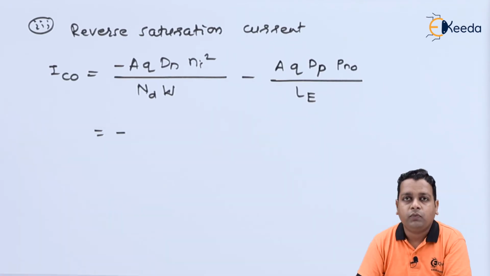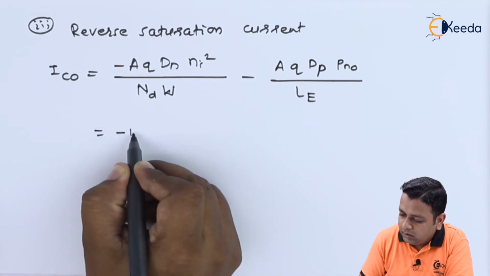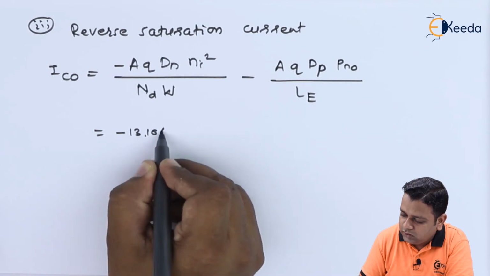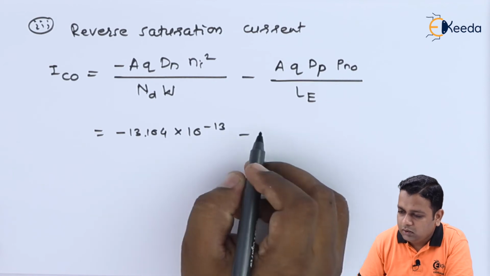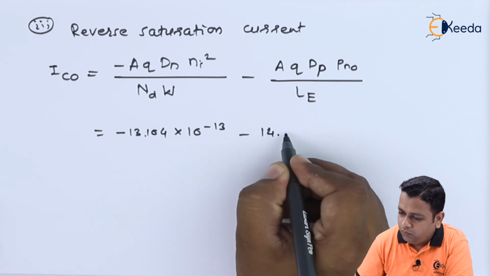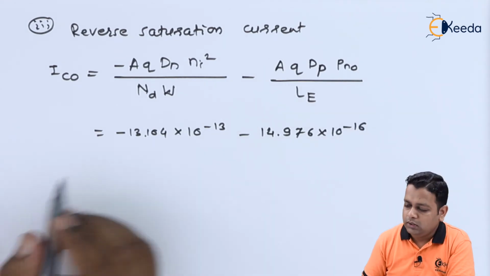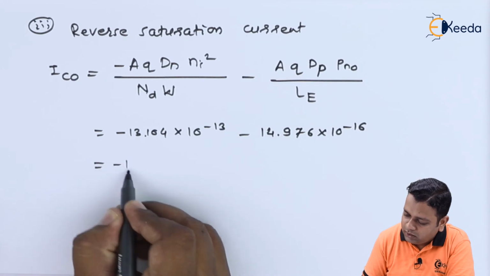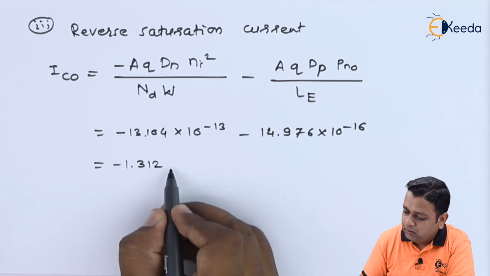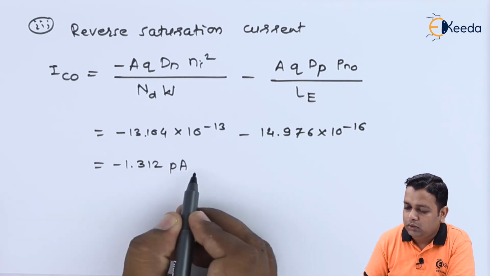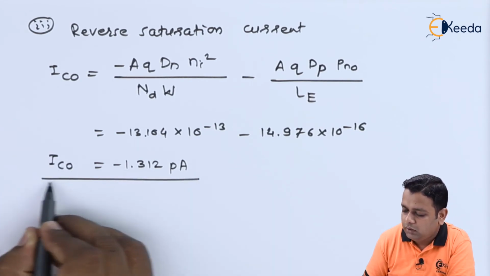When we substitute them, we get two terms that simplify to the values minus 13.104 into 10 raised to power minus 13, and the second term is minus 14.976 into 10 raised to power minus 16. So this gives us the answer minus 1.312 into 10 raised to power minus 12, that can be written as pico in terms of amperes. So this is the third current we have determined.